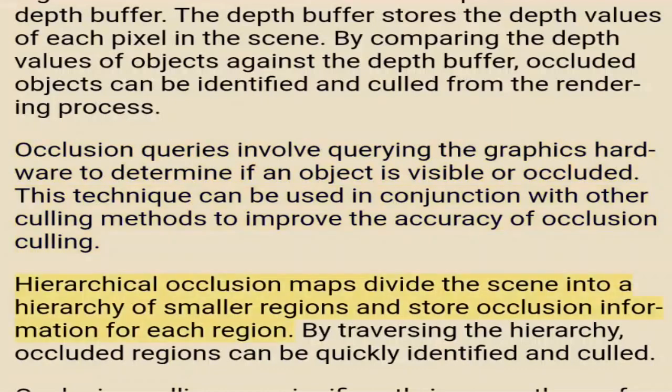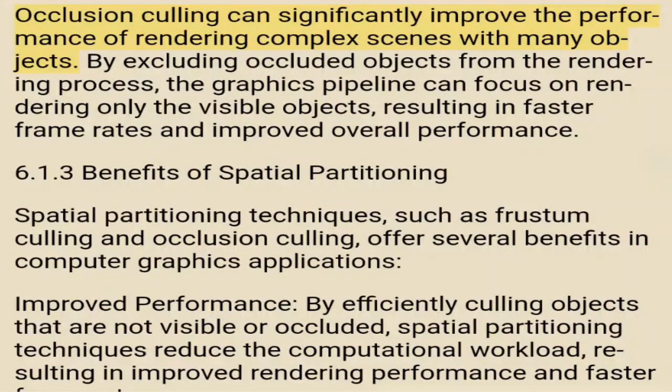Hierarchical occlusion maps divide the scene into a hierarchy of smaller regions and store occlusion information for each region. By traversing the hierarchy, occluded regions can be quickly identified and culled. Occlusion culling can significantly improve the performance of rendering complex scenes with many objects. By excluding occluded objects from the rendering process, the graphics pipeline can focus on rendering only the visible objects, resulting in faster frame rates and improved overall performance.